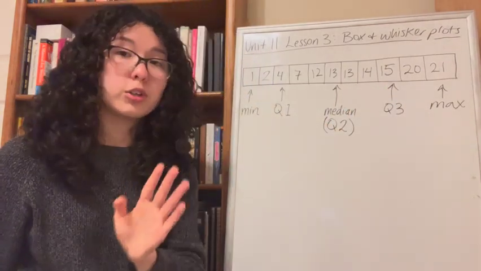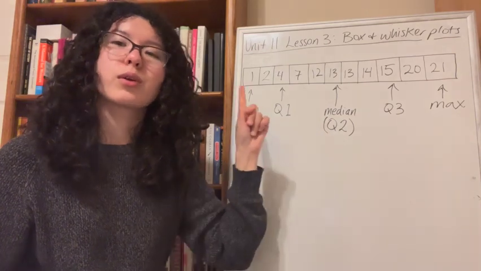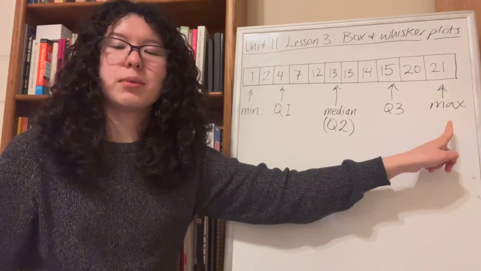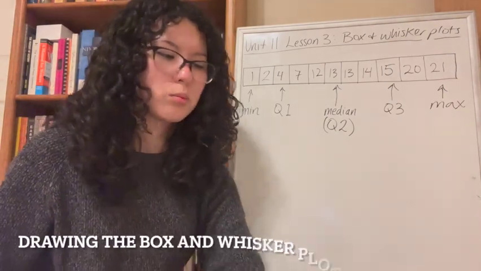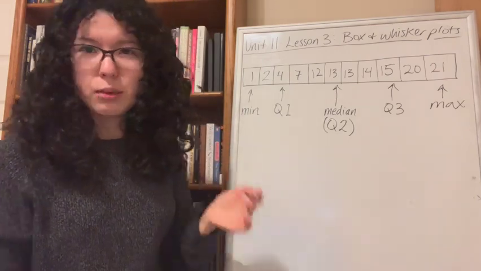Okay. On your note-taking sheet, you should have arrows to each of these with them labeled. Minimum, quartile 1, median or quartile 2, quartile 3, maximum. All right, we're now going to draw a box and whisker plot. I've given you a line to use as a number line.